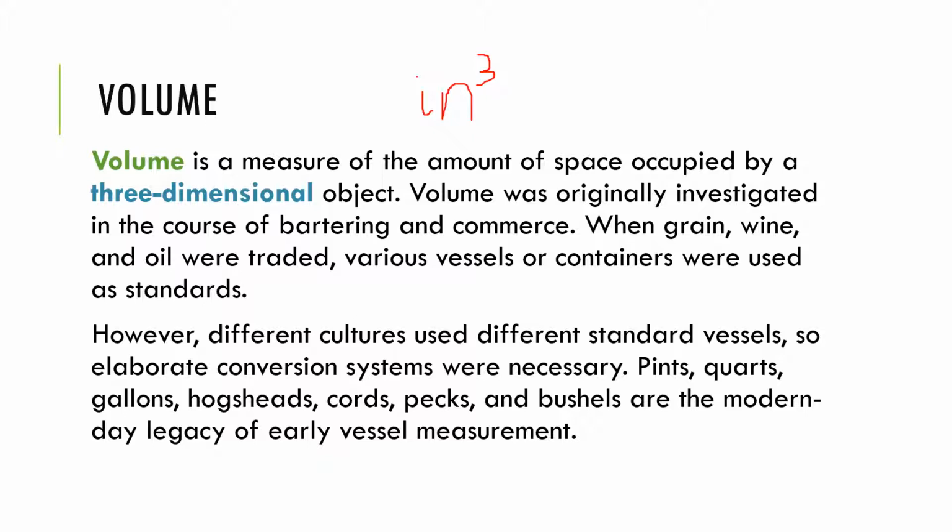Volume was originally investigated in the course of bartering and commerce, so whenever people were trading grain, wine, oil, or other goods, various vessels or containers were used as standards, but different cultures used different standard vessels, so they developed elaborate conversion systems to determine equal measurements for goods. So you may have seen these on your conversion sheet, some of these weird units of measure that we don't use anymore. So like hogs, heads, cords, pecks, and bushels. So these are the modern day legacy of early vessel measurement.